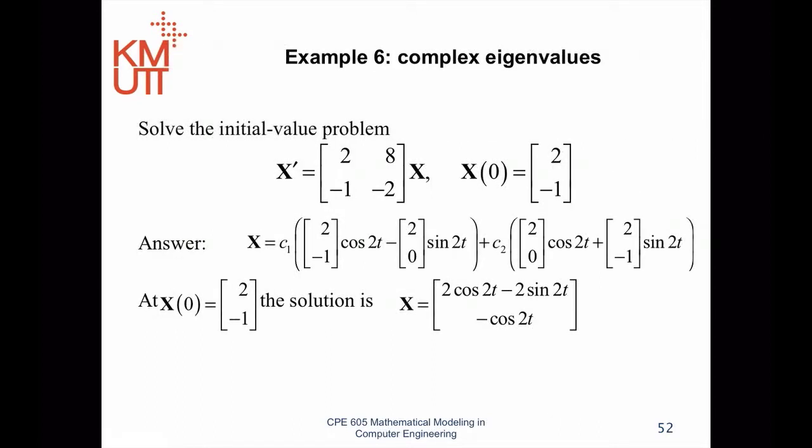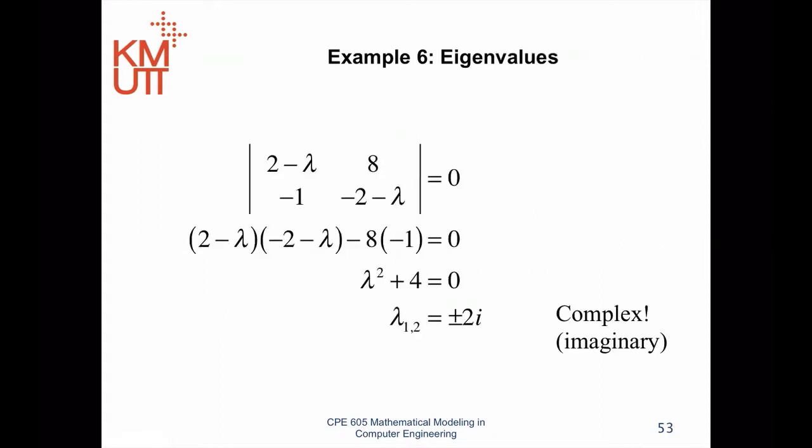Let's look at this example, example number 6. If we have the system and the initial condition like this, let's look at how we can determine the general solution, or the solution of the system, because the system is homogeneous. We need to first determine the eigenvalues of the system. The eigenvalues of the system are plus and minus 2i. This is a complex number, only containing the imaginary part.